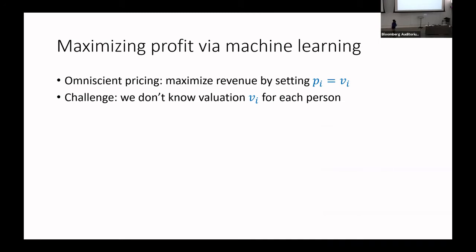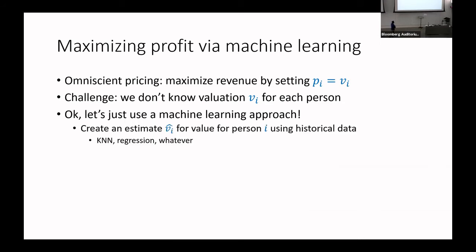Of course, the challenge is that we don't know the valuation V_i for each person. But that doesn't seem like a hard challenge, right? In the recommendation context, we also didn't know the valuation for each person and each item, but we could use past data to estimate those valuations, and we talked about a lot of tools to do so. So maybe I just use a machine learning approach and create an estimate V-hat for the valuation of each person, using historical data and k-nearest neighbors, regressions or matrix factorization, all the toolkits we learned for recommendation. That stuff just worked in recommendations, right?